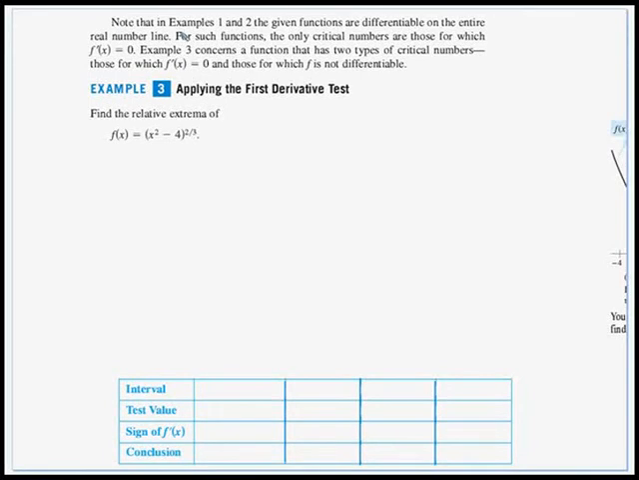Okay, now note that in the first two examples, the given functions were differentiable on the entire real number line. For such functions, the only critical numbers are those for which our derivative is equal to 0. In this next example, we have a function that has two types of critical numbers, those for which our derivative is equal to 0, and those for which f is not differentiable.